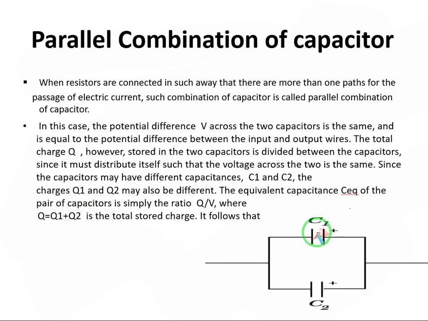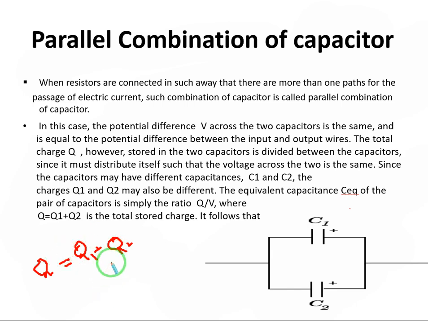So charge is going to be changed now. So it means charge or current is going to be changed, so the total charge is going to be changed, and we have two capacitors. So it can be Q1 plus Q2 because charge is going to be changed. Voltage is going to be constant now. Okay, so this is our basic formula now.